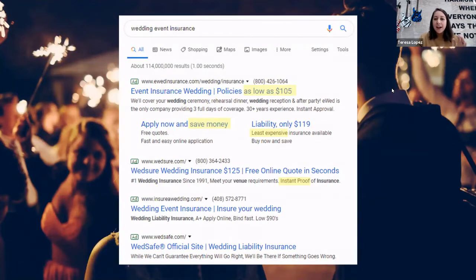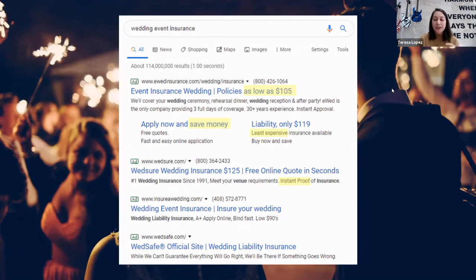So a lot of highlights, most of the things that were referenced here are around price. So as low as $105, save money, least expensive, and it also talked about the speed in which you can get this insurance, because sometimes I think brides and grooms might not realize until just before the wedding that they need it, and they need instant proof of insurance. Great, sure, definitely want something that's affordable, but knowing what happened to my sister-in-law, I want to make sure that I'm covered and I'm protected. And none of that's really in most of these ads.